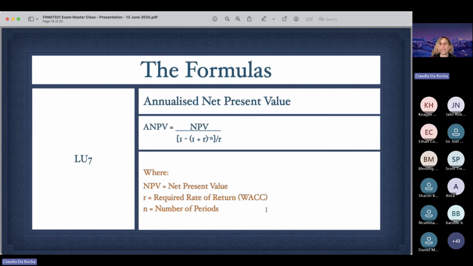Again, calculating the annualized net present value using the formula or the calculator or the table method is not difficult. What is difficult is getting to your cash flows. And that's where it can, again, be tricky or can be incorporated with a Learning Unit 6 question, which I will show you today, where you can bring a Learning Unit 6 question and then ask to have annualized net present value.